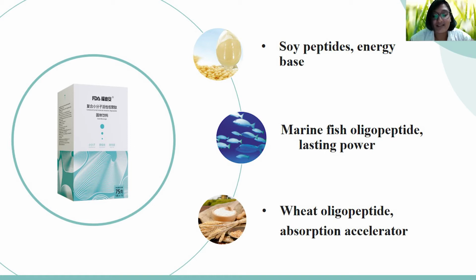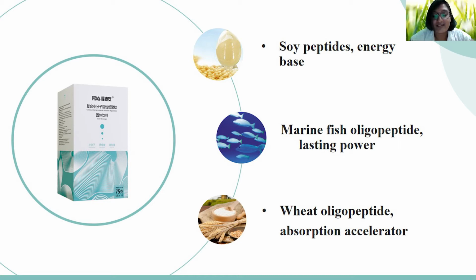Let us look at what the main basic benefits are from these three: soy, marine fish, and wheat oligopeptide. Soy helps enhance the strength in our body. It also relieves fatigue. It also reduces our blood pressure. It reduces our bad cholesterol level. It is anti-aging for our body and increases immune metabolism.